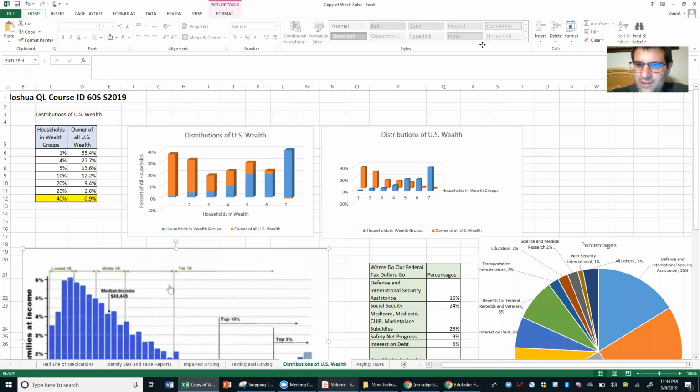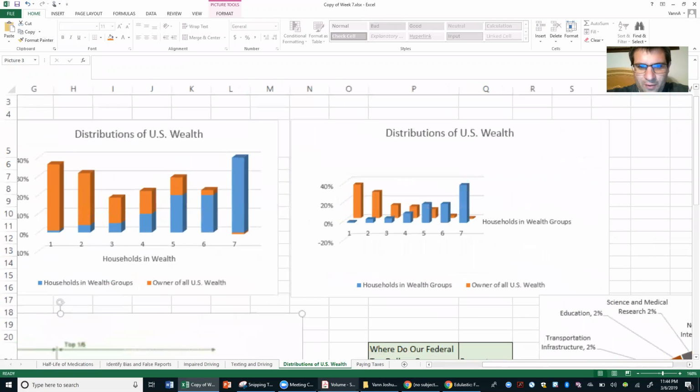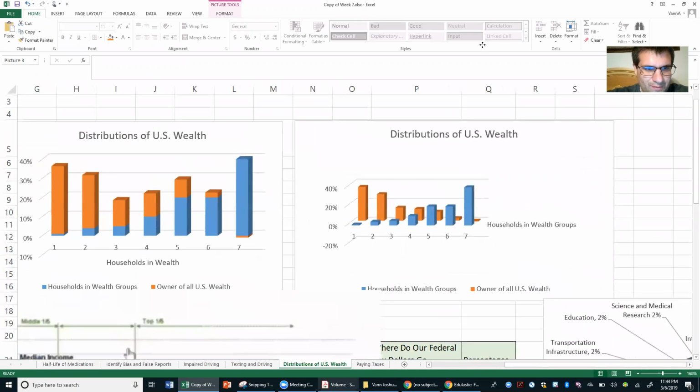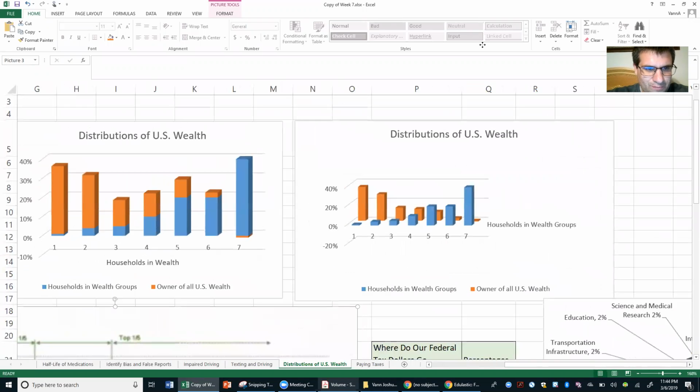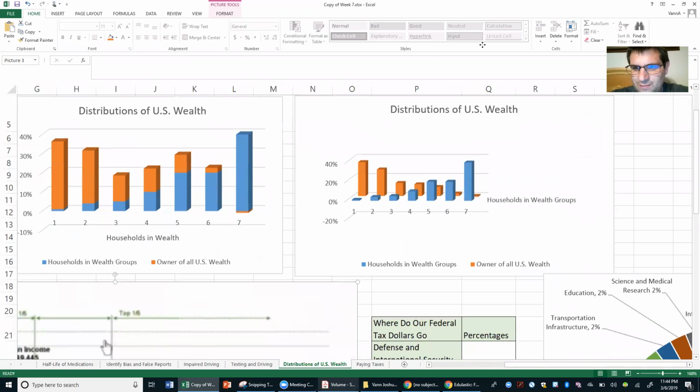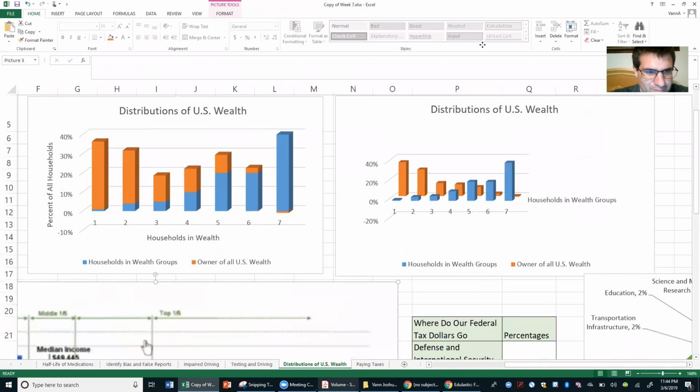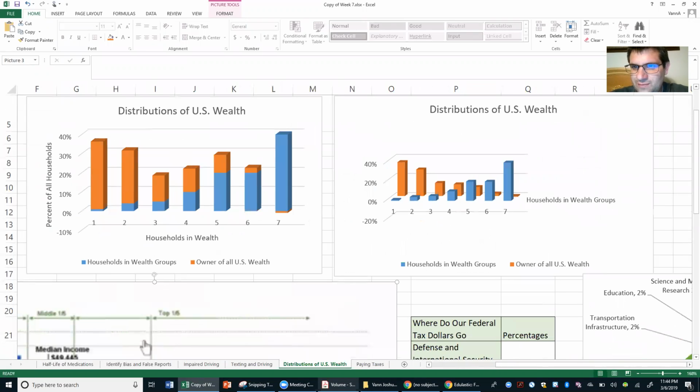We used combined bar charts in order to show the household wealth in the United States, and as far as the percentages. And then we also took and showed the groups.